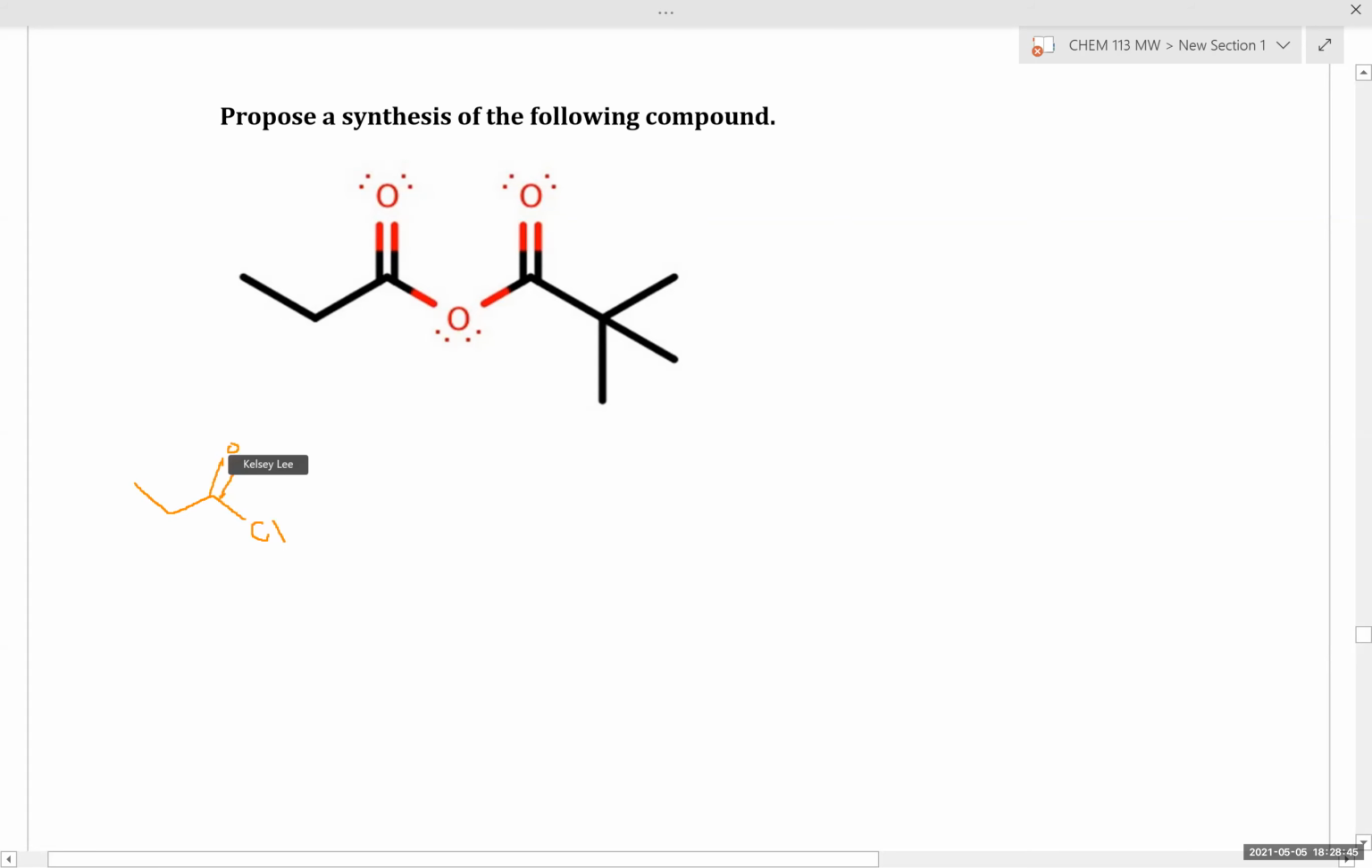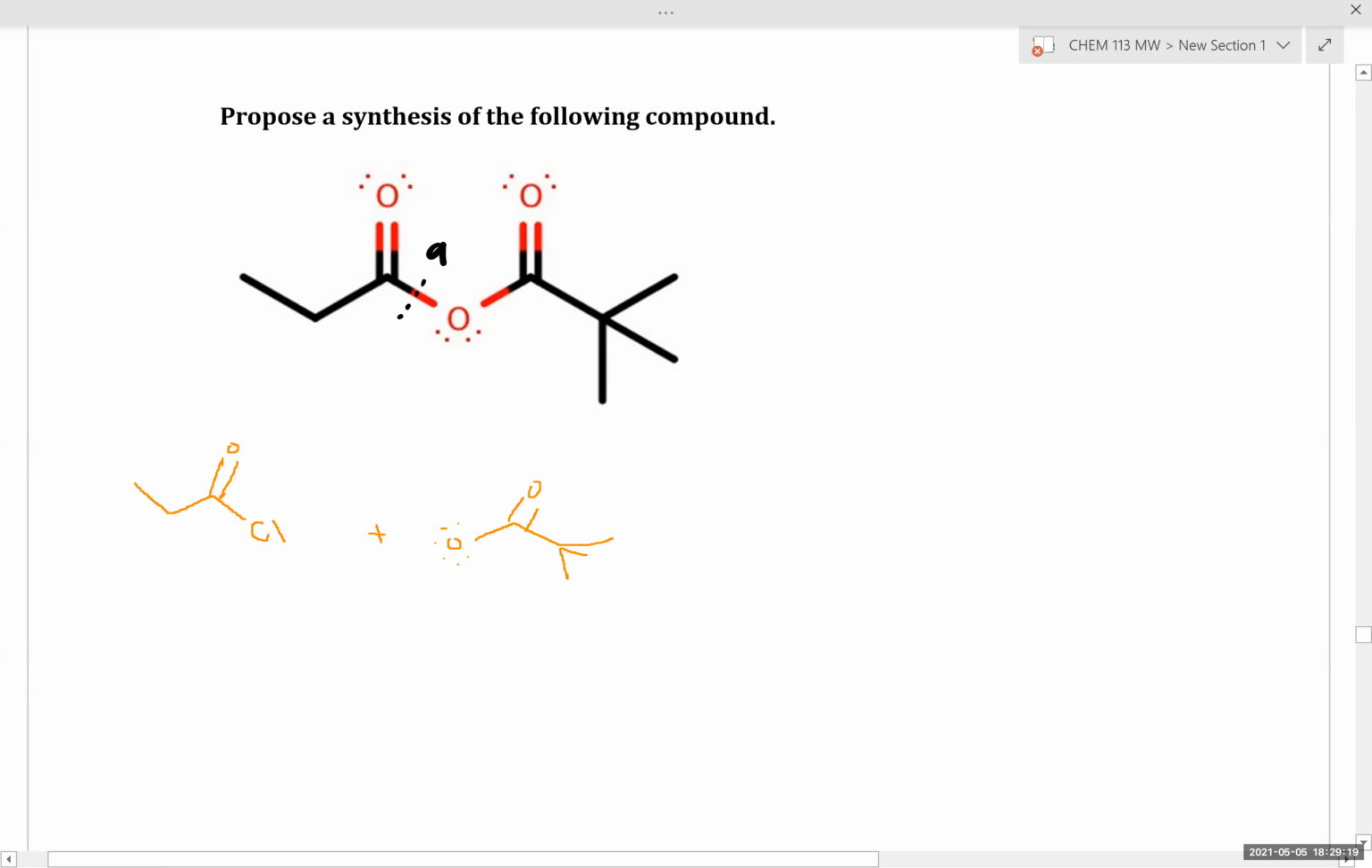So we already have students starting to draw out and propose a synthesis of this asymmetrical anhydride. In this case, the student is breaking the following carbon-oxygen bond that I'll label bond A, and tracing this back to propionyl chloride and a carboxylate salt. Okay, that proposed route is perfectly reasonable.